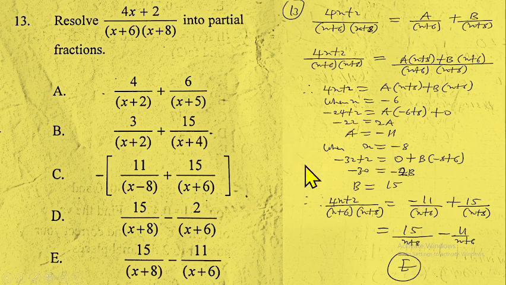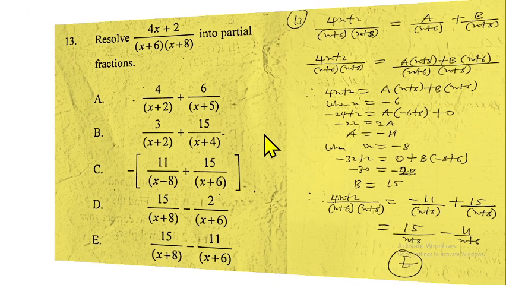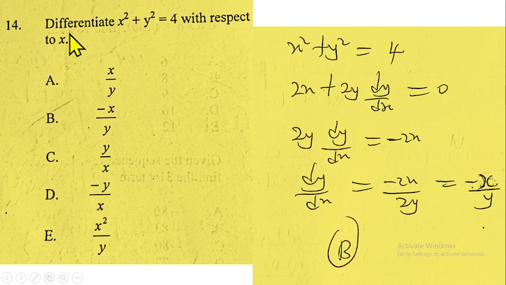Question number 14 is the next question, and it's from differentiation, and we are differentiating this function implicitly. Pardon me for that English. Implicitly. That way you are going to use implicit function. This function is an implicit function, so we are going to differentiate it using the implicit method.